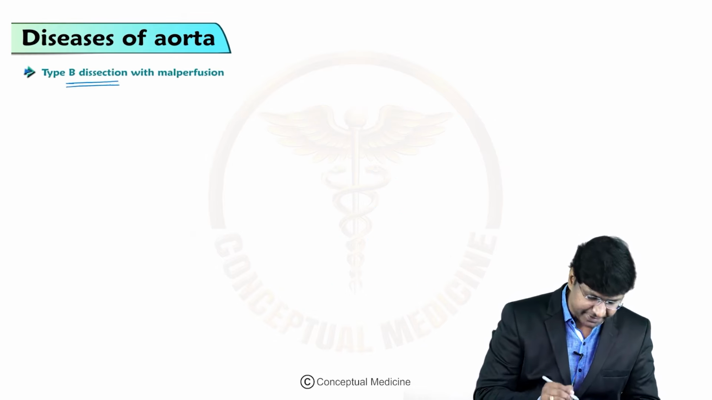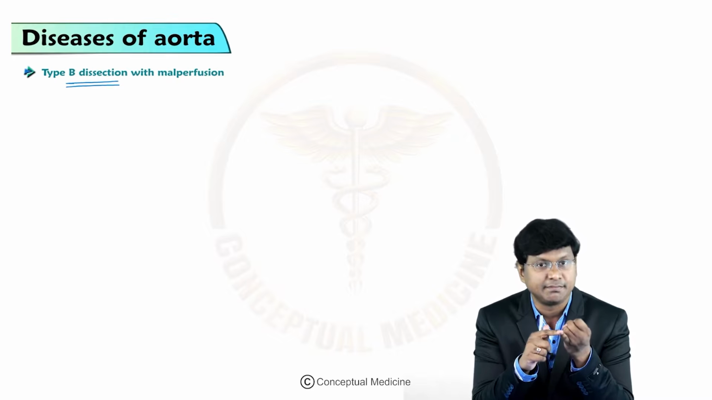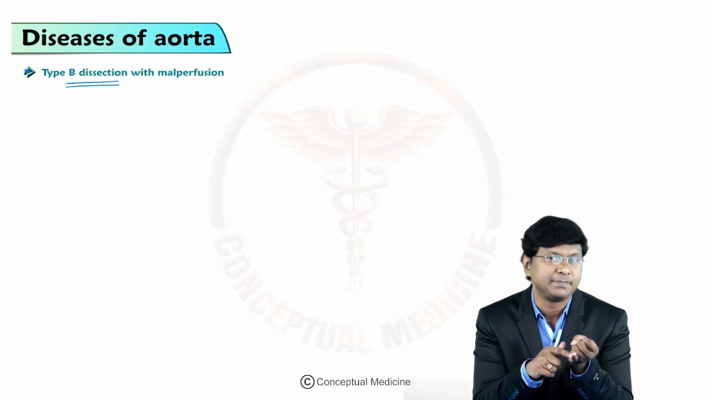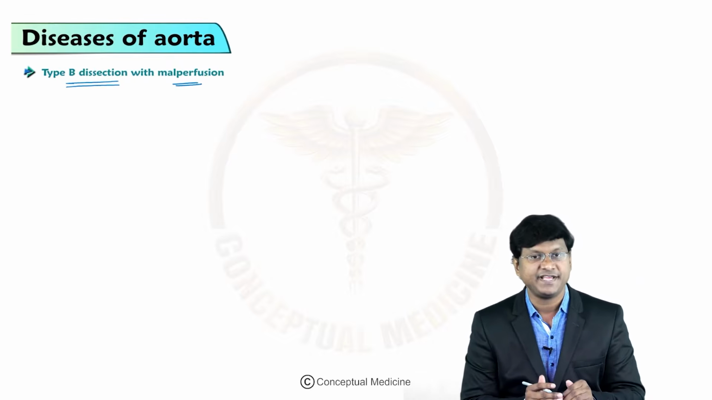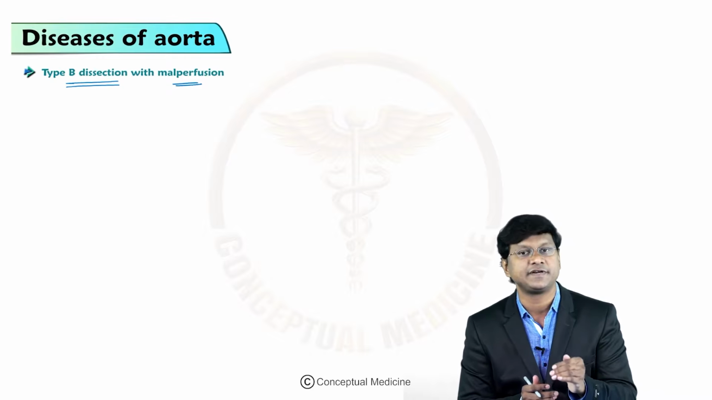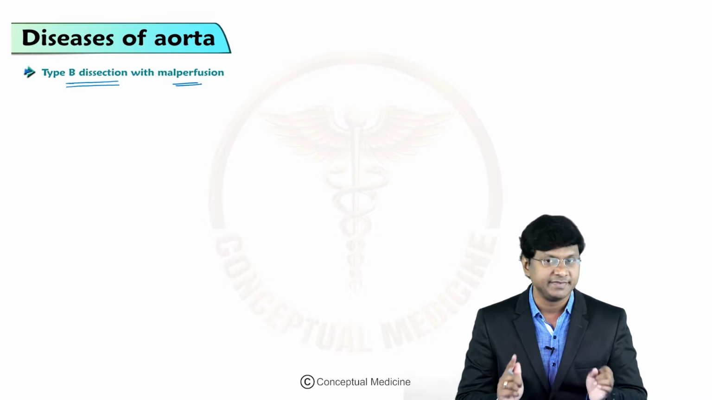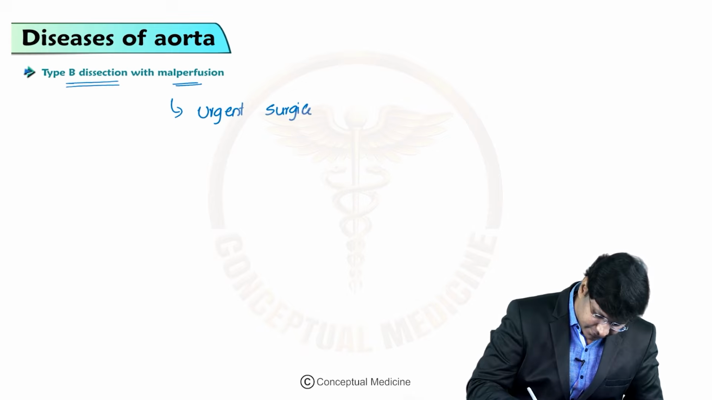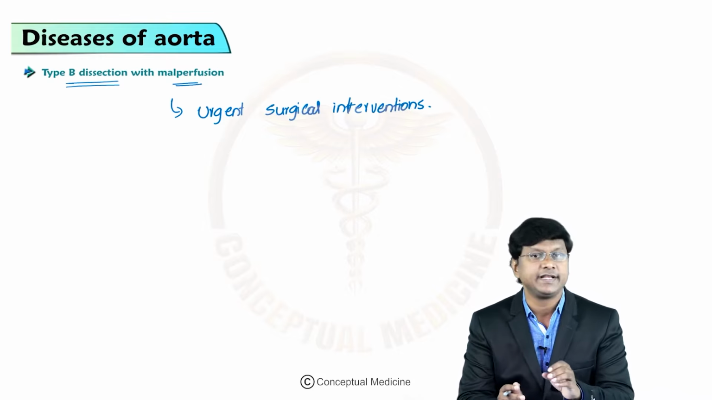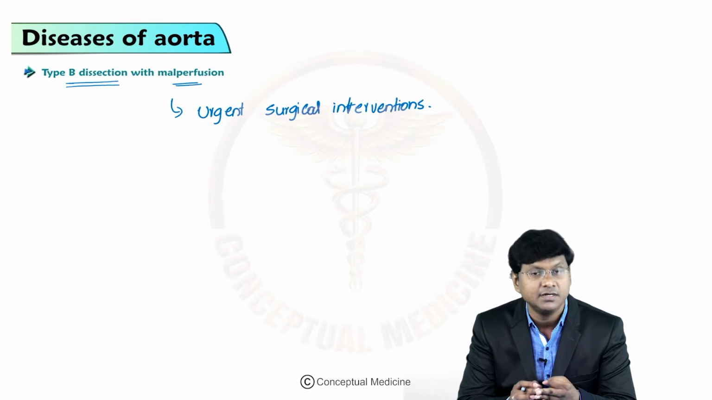Whereas you take in case of type B dissections. We have two types: type B dissection with malperfusion and type B dissection without malperfusion. So take type B dissection with malperfusion first. With malperfusion, these patients require urgent surgery. Urgent surgery is required for type B dissection if there is aortic branch compromise resulting in malperfusion of the renal, visceral or extremity vessels. So either there is malperfusion of the kidney, the visceral organs, or the extremity vessels.